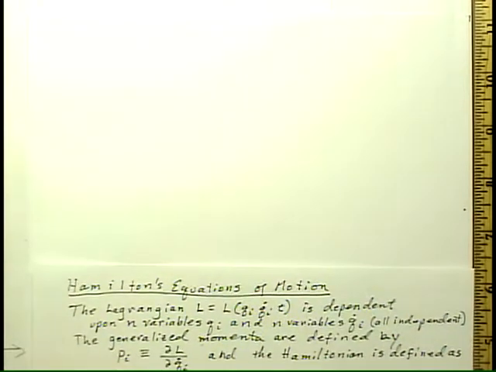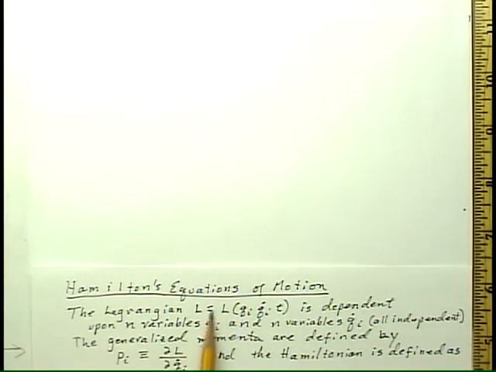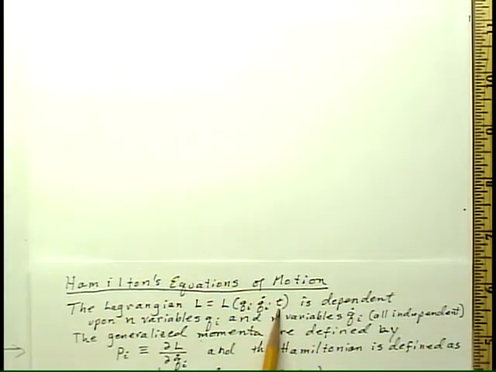Again, continuing our discussion and review of classical mechanics, the next formulation of classical mechanics is done in terms of Hamilton's equations of motion. We can consider here a Lagrangian, L, which is, of course, as we have been using, defined as a function of the generalized coordinates, the generalized velocities, qi dot, and the time t. And it is dependent upon n different variables, the qi's, which are all independent, and n other variables, qi dot, which are independent of each other as well as the q's.